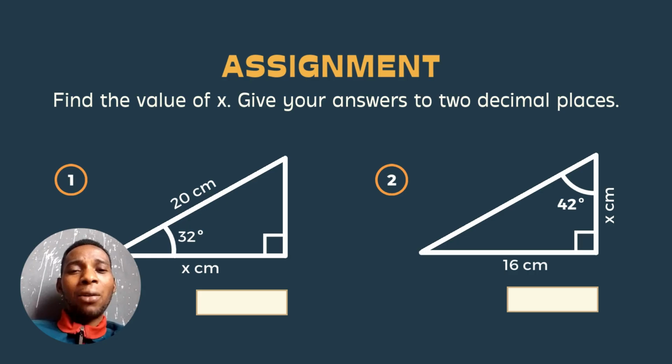Now, look at another example, which is the second question. For the value of x here, you have to check the side that is unknown. Is it the opposite side? Is it the adjacent side or the hypotenuse side? That is the first thing you need to know under this.